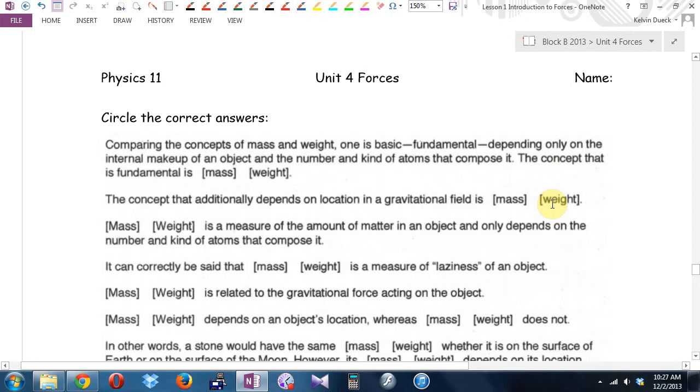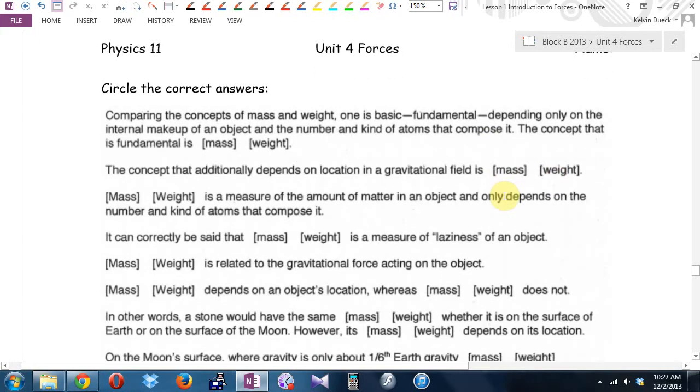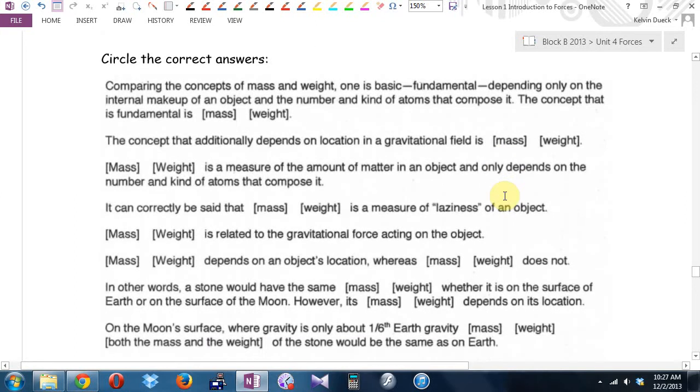Next page. I want to talk about mass and weight. Mass is measured in kilograms. Weight is measured in newtons. Weight is a force. Mass is a scalar. It's kilograms. So read along with me. It says this: comparing the concepts of mass and weight, one is basic, fundamental.